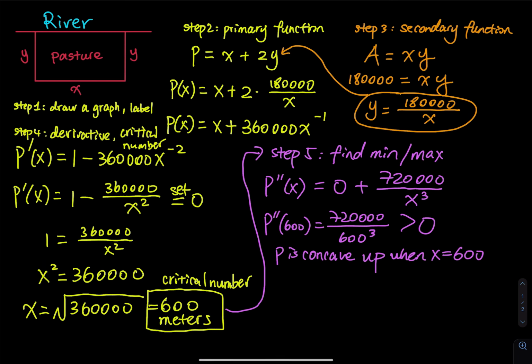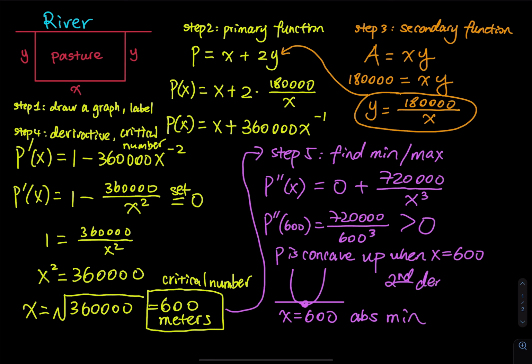So draw a picture. So this is concave up, and then at this point we have a horizontal tangent line, right? And then this is x equals 600. Then is this a minimum or maximum? Then x is equal to 600. This is an absolute minimum, right? And what is this test called? This is called the second derivative test. So when x is equal to 600, we have an absolute minimum.